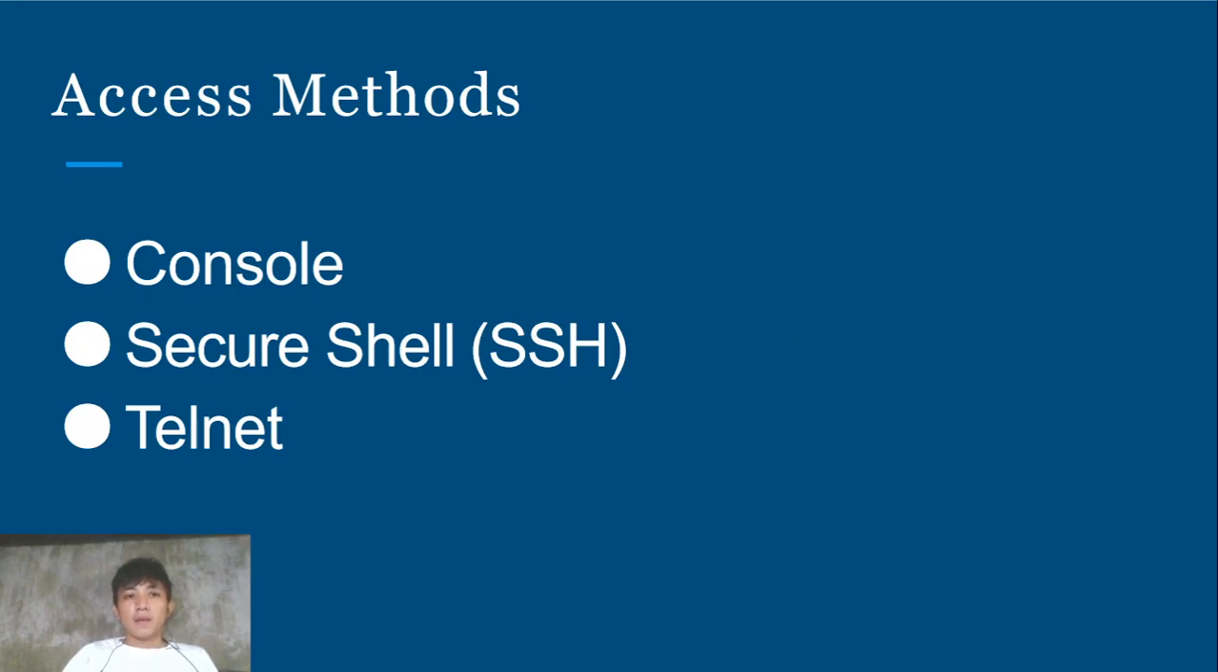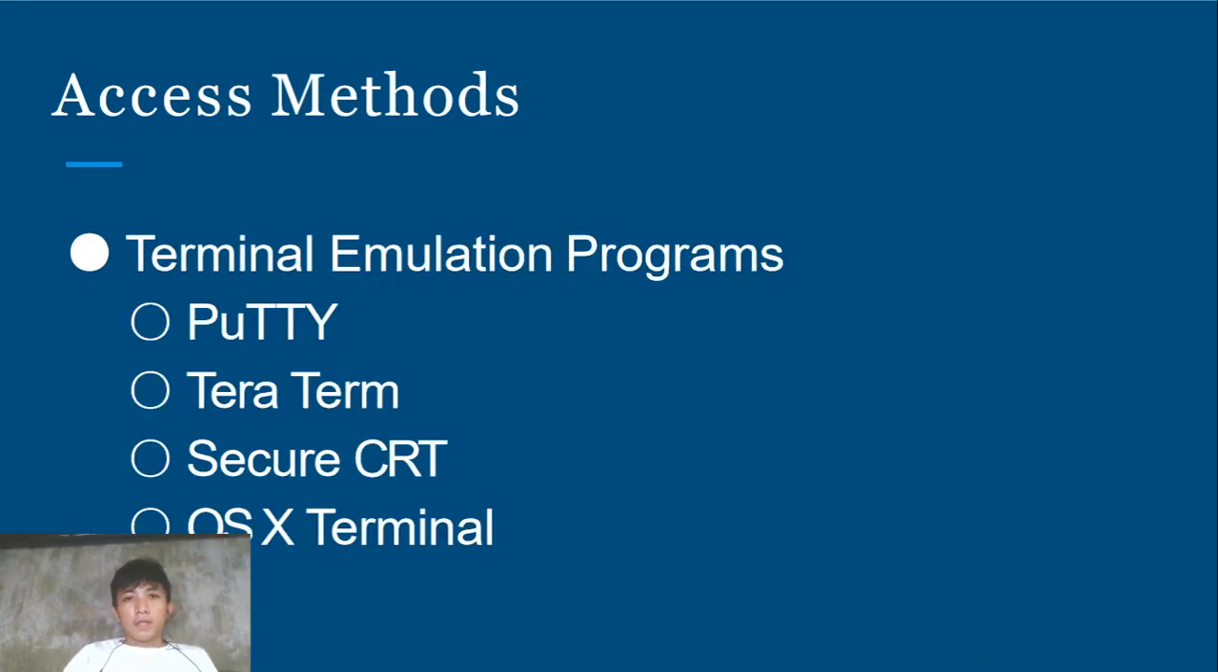So for the purpose of the operating system, we have the access methods: console, the natural way of connecting to the network. Secure Shell is the one to secure your data, and Telnet over the network. Then the terminal emulation programs: PuTTY, Tera Term, SecureCRT, and OS X Terminal.